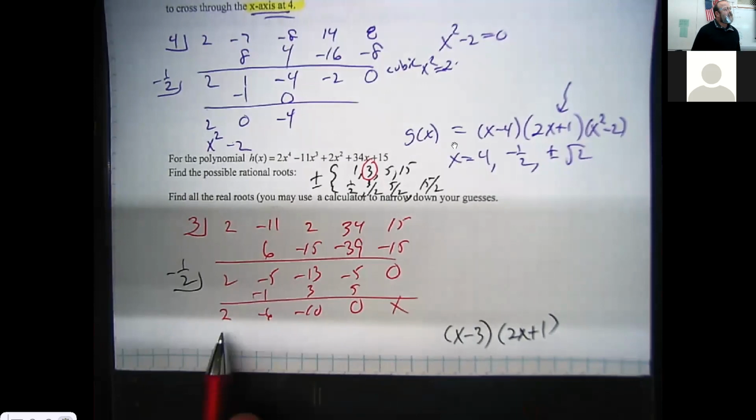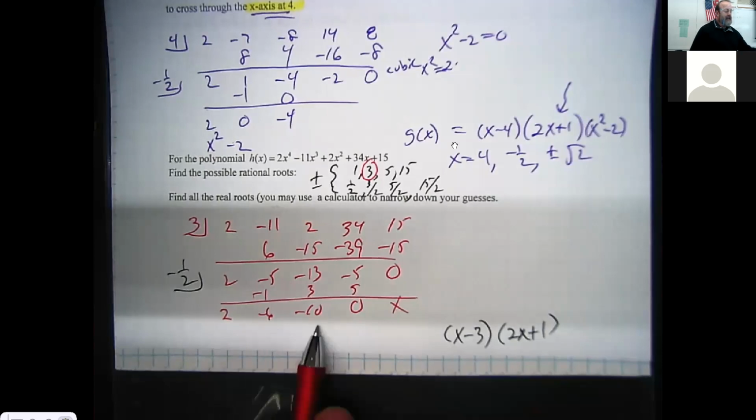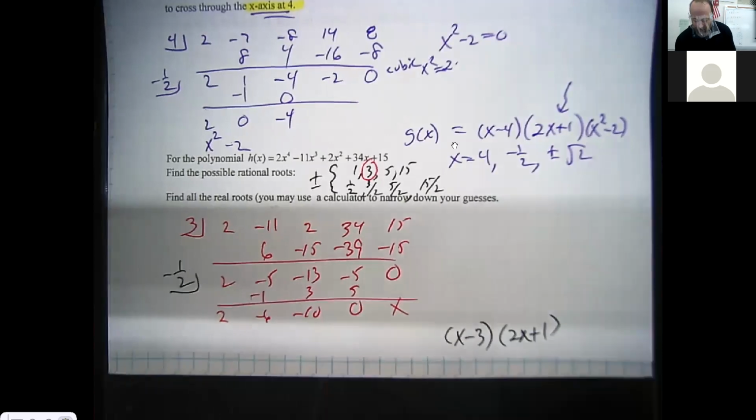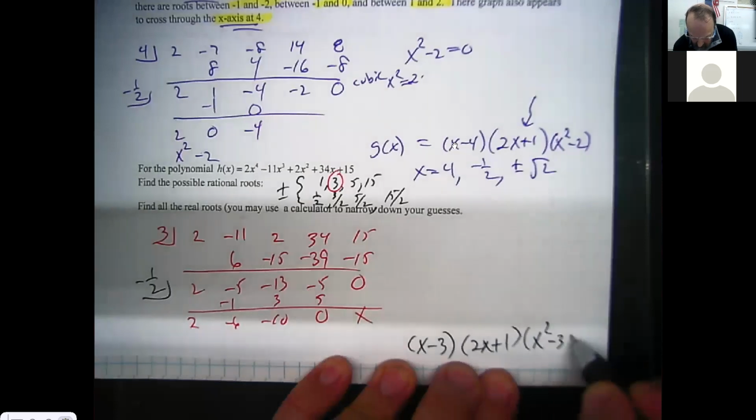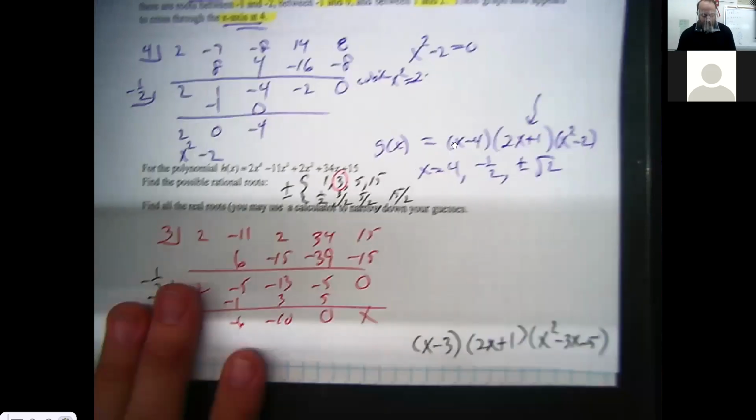So what does this 2 really mean? It was a 1 what? 1x squared. What's that? A -3x. And what's that? A -5.